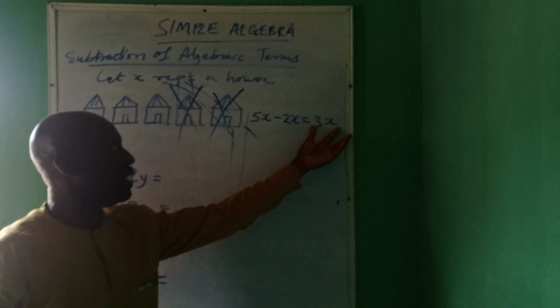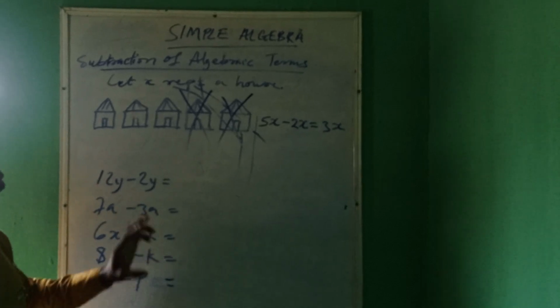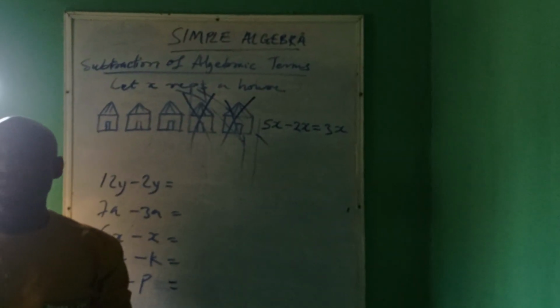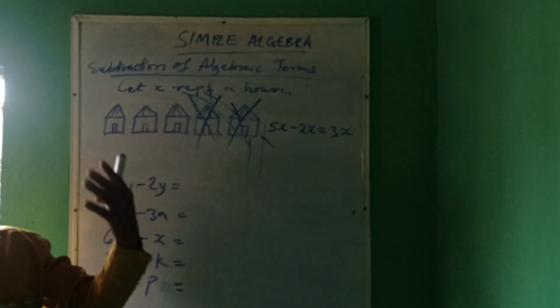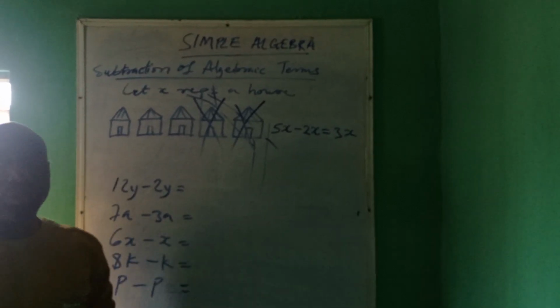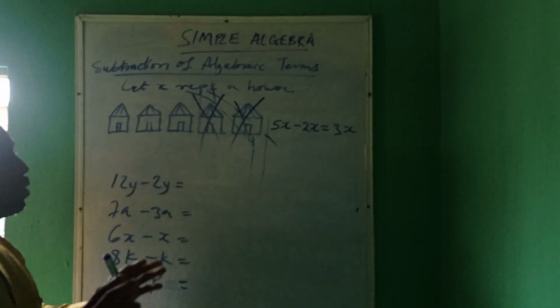We have 3x. So when you want to subtract and add algebraic terms as a beginner, let's bring up items in your mind until when you've perfected, you don't even need to use those items. So you have to start with items.